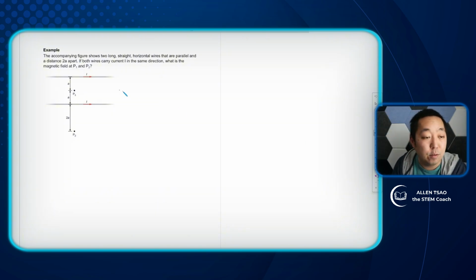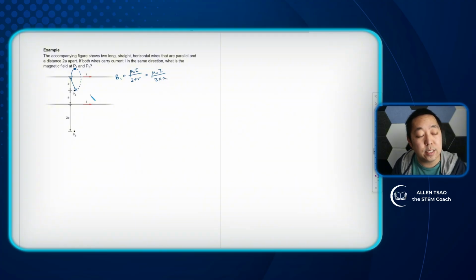So it's going to go down in front here, then into the page. So it's going to go this way and then out of the page like that. That's going to be B1, and that's going to be mu naught I over 2 pi r, which is mu naught I over 2 pi times A. The distance is A. Okay?